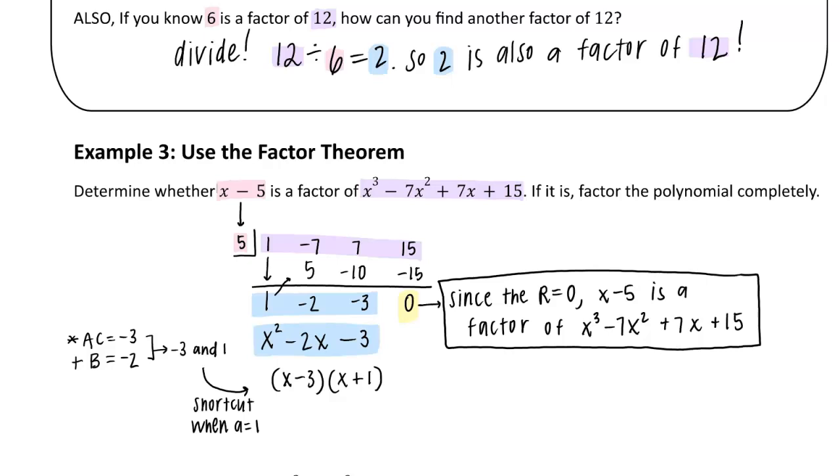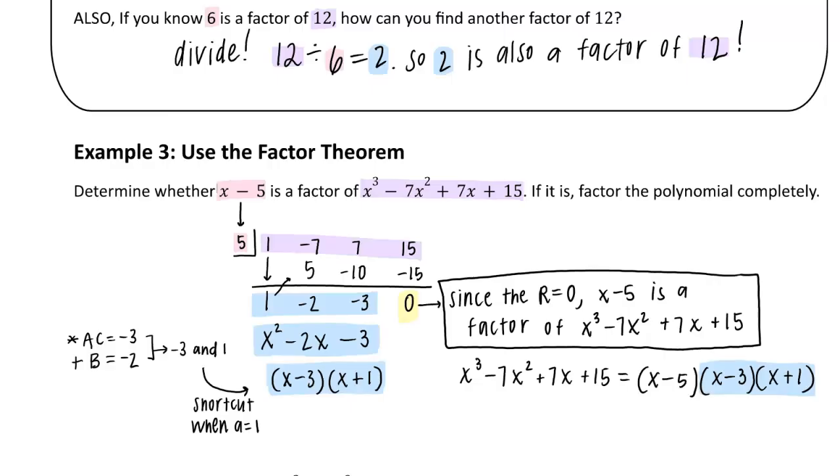So now you need to write out the entire factored polynomial. So we'll write it as the first polynomial that we were given, x cubed minus 7x squared plus 7x plus 15, is equal to x minus 5, which was the first factor we found, multiplied by our other two factors here, x minus 3 times x plus 1. Those two factors came from our quotient. When we did the division, we factored the quotient down more into those two factors.